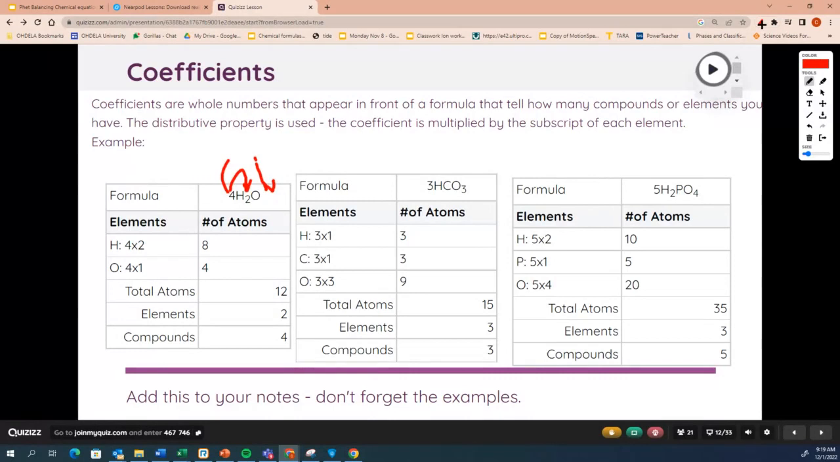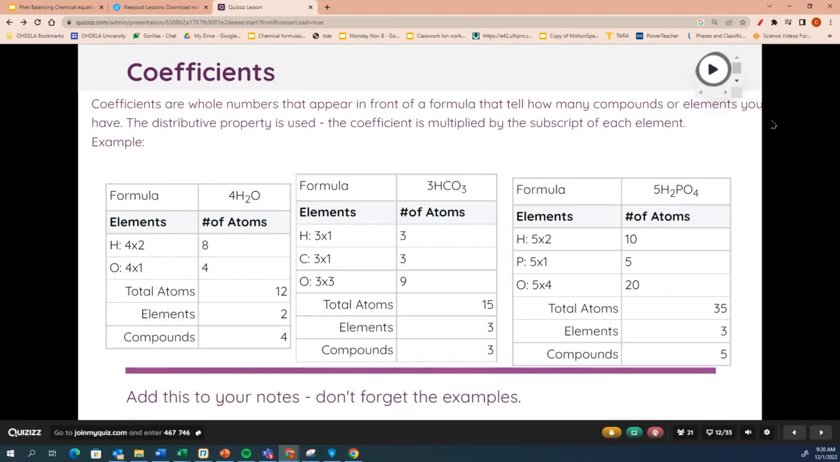So the 3HC, so again, there are H, C, and O. So that means they're H, C, and O. That's how we break those down. This 3, okay, times 1. 3 times 1 is 3. Carbon, 3 times 1 is 3. And oxygen, 3 times 3 is 9. So that's how we're kind of figuring these out. So when you have a coefficient, it multiplies everything out.